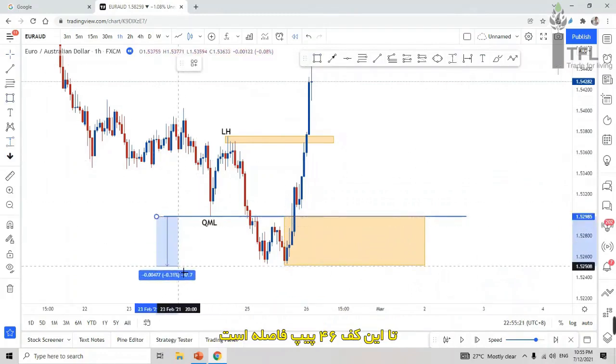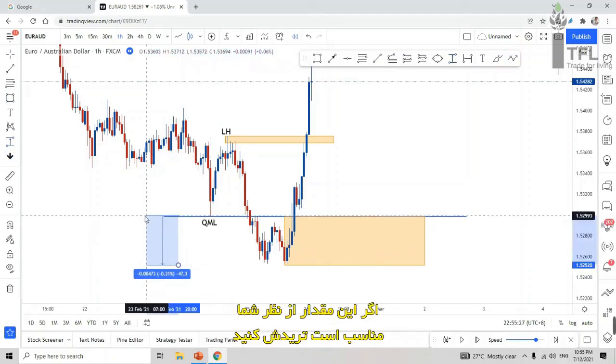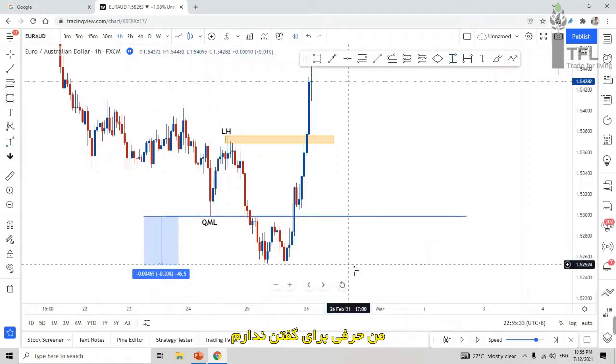So I'm going to place it somewhere around here. It will be 46 over pips. Is this what you've been looking at? If it is, then go ahead. I have nothing to say about it.